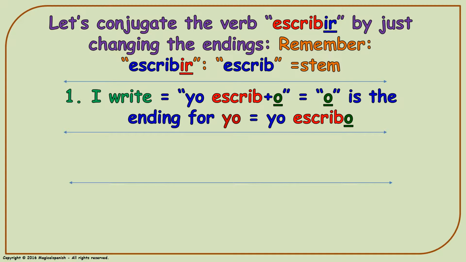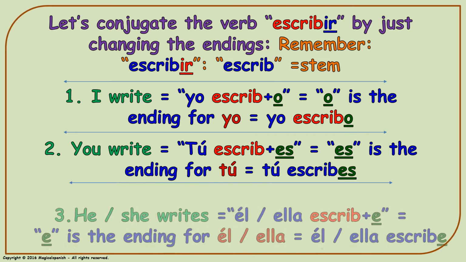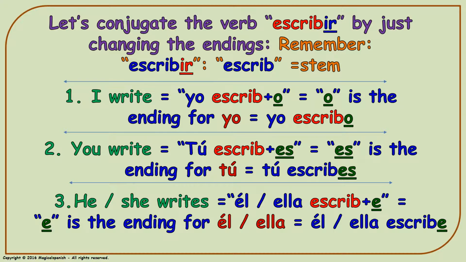1. I write. Yo escribo. O is the ending for yo. Number 2. You write. Tú escribes. ES is the ending for tú. Number 3. He or she writes. Él o ella escribe. E is the ending for él or ella.